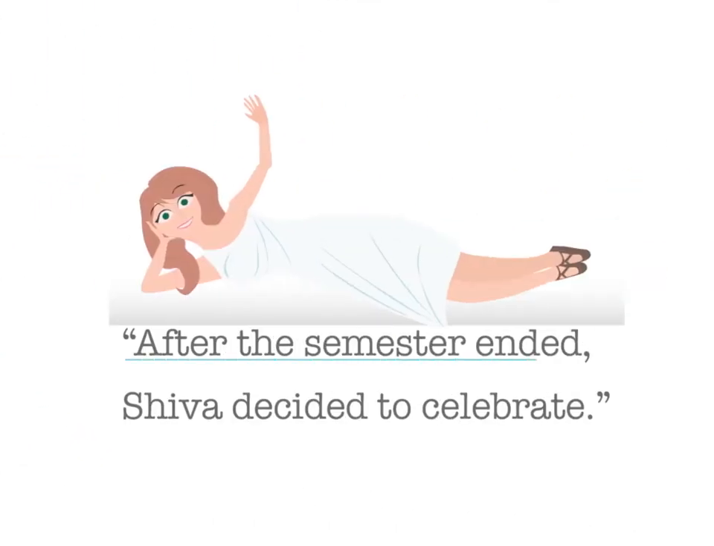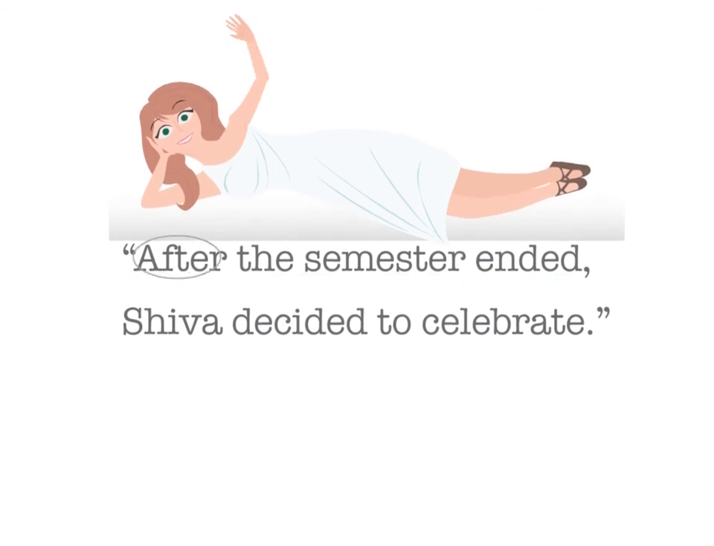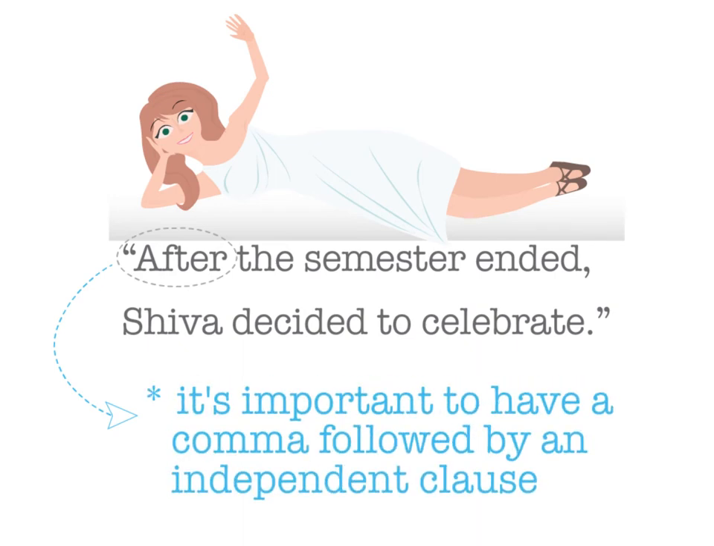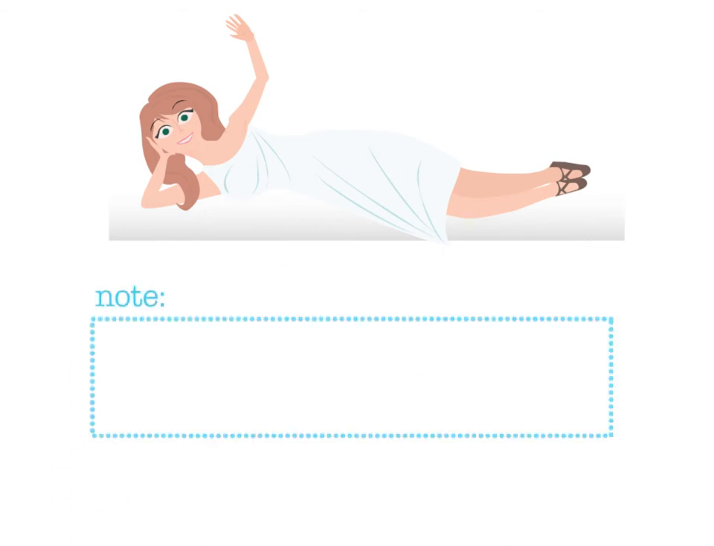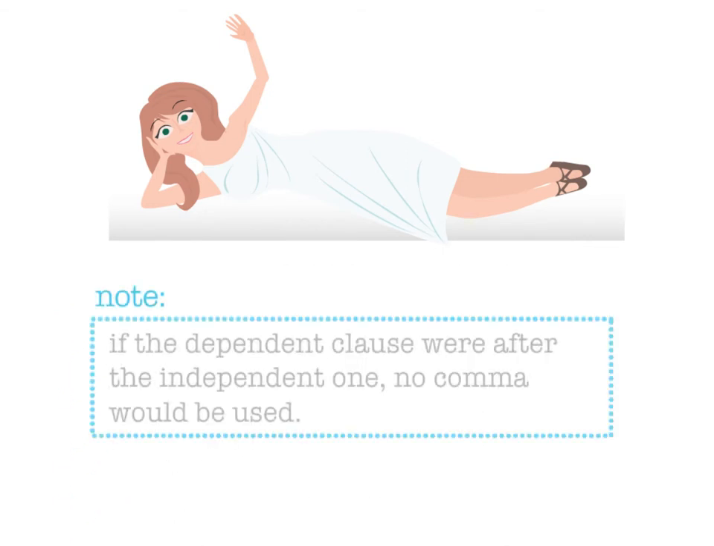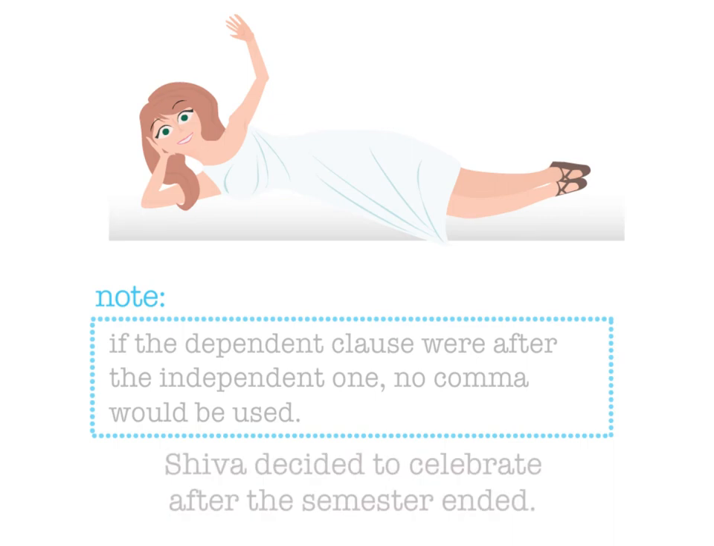After the semester ended, C.A.F.E decided to celebrate. Anytime a dependent clause begins a sentence, it's important to have a comma followed by an independent clause to complete the thought. Note, if the dependent clause were after the independent one, C.A.F.E decided to celebrate after the semester ended, no comma would be used.